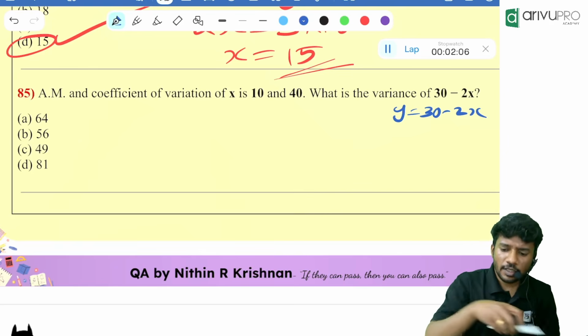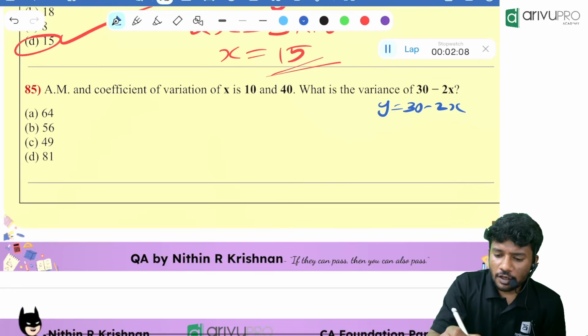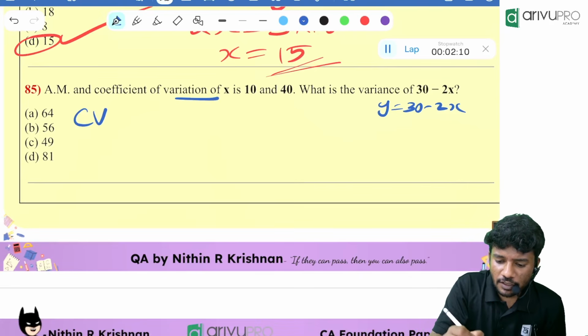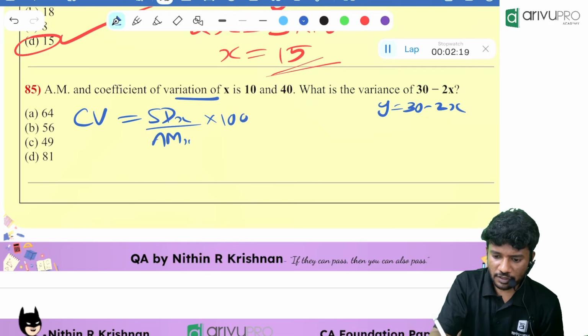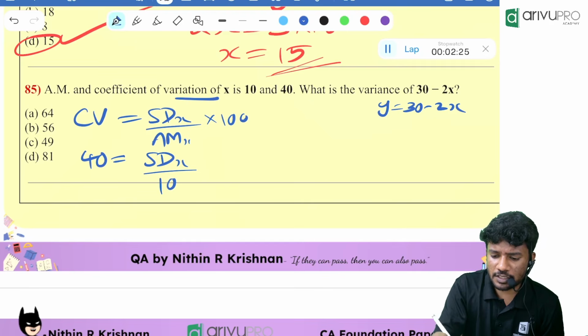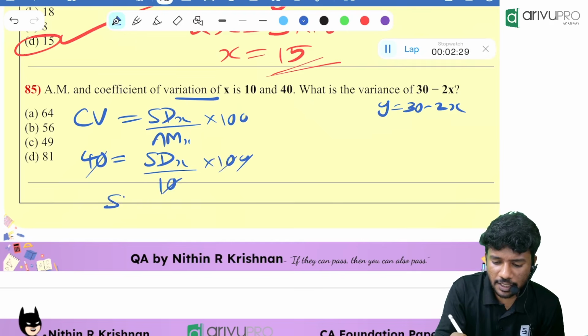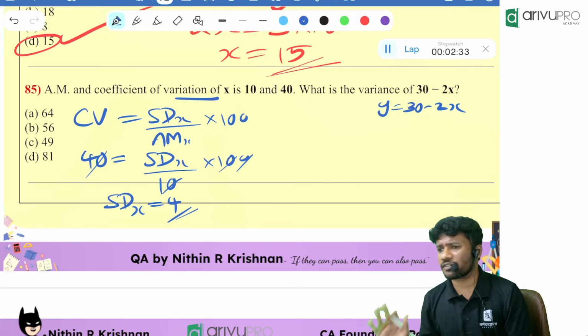Okay. Now, look here. Coefficient of variation of x. Coefficient of variation is equal to what? Standard deviation of x divided by arithmetic mean of x into what? 100. The coefficient of variation is how much? 40. Standard deviation we are going to find. Arithmetic mean is how much? 10 into 100. Zeros cancel. That means standard deviation of x is equal to how much? 4. Directly I wrote it instead of writing a formula.